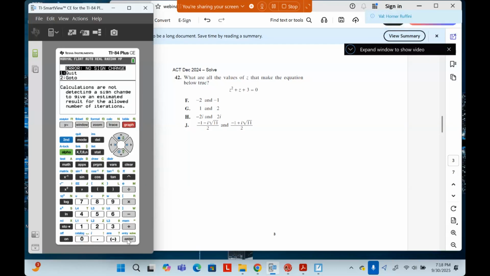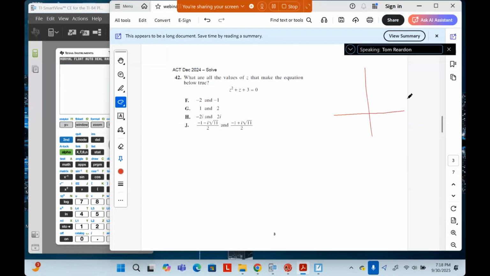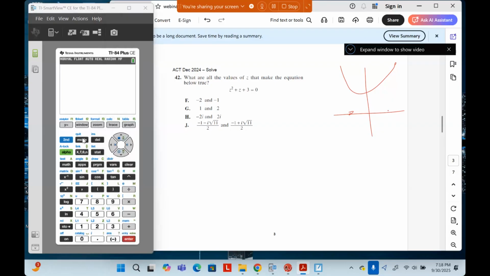It doesn't solve it. Tom, why did it give me this error here? What do you think? Probably a non-real solution. So maybe you might be in real mode. If the graph didn't really have any solutions there on the axis, maybe that's it. So maybe I'll change the mode. Okay, let's try that. I like that idea.